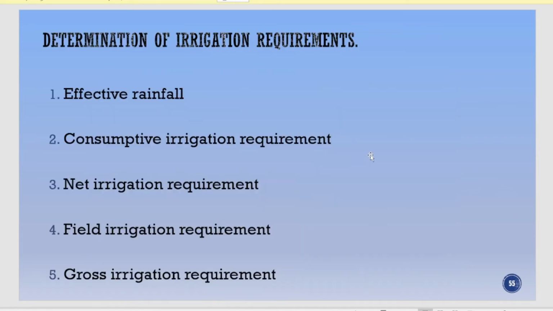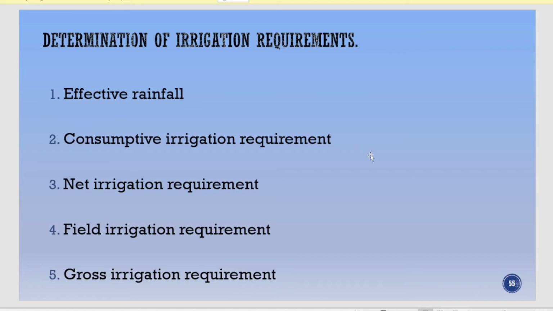Okay, the last thing is we need to understand what irrigation requirement is. This is the last part, with all the basics that you studied in the fourth module. This is the end of it. From here you will be able to understand that to design an irrigation system, you need to determine what the irrigation requirement is.